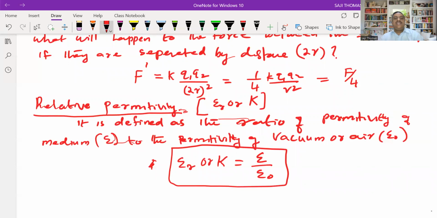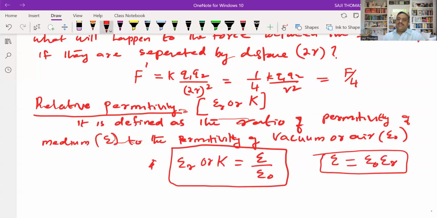Okay, so what is relative permittivity? How is it defined? It is the ratio of permittivity of medium to the permittivity of vacuum. If you take air, K or epsilon R will be 1. We can write epsilon equals epsilon 0 epsilon R. For air, epsilon R is 1.